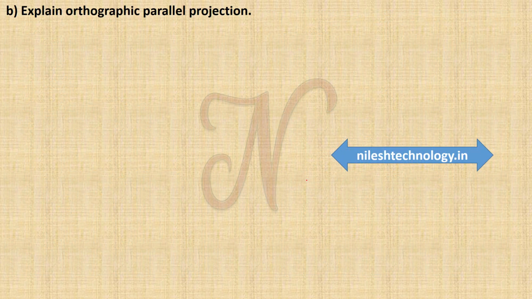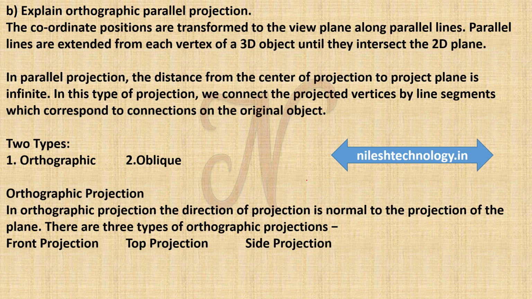Next question is: explain the orthographic parallel projection. See here, orthographic projection means the transform to the view plane along parallel lines. Parallel lines are extended from each vertex of a 3D object until they intersect the 2D plane. The distance from the center of projection to the projection plane is infinite. There are 2 types of projection, orthographic and oblique. In orthographic projection, the direction of projection is normal to the projection plane. Again, there are 3 types: front projection, top projection and side projection.